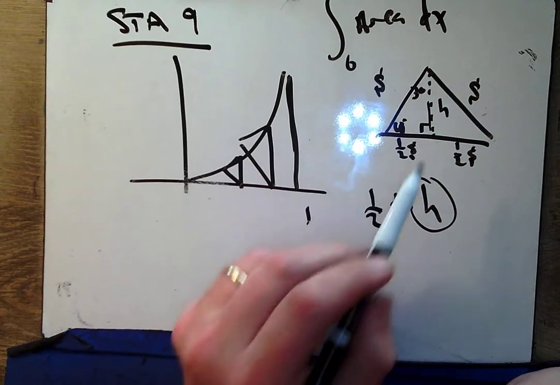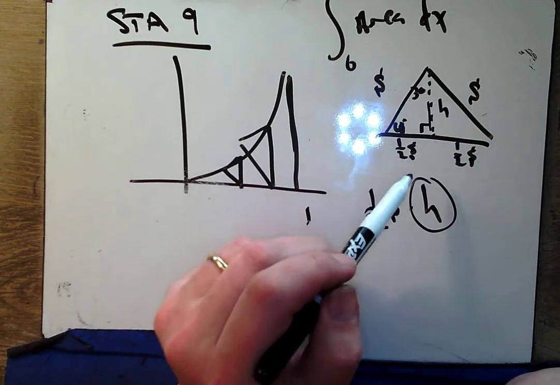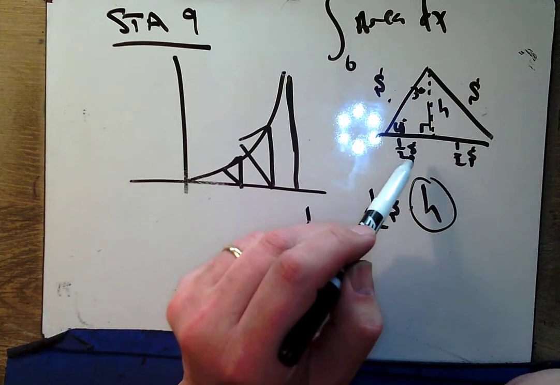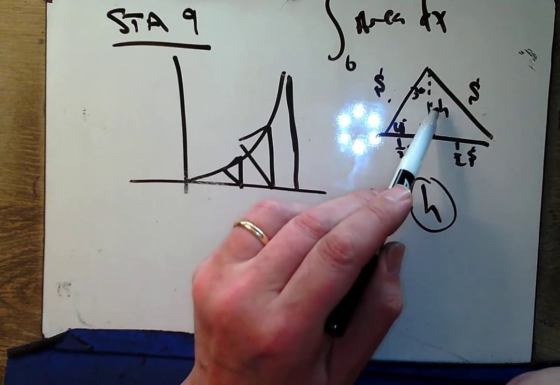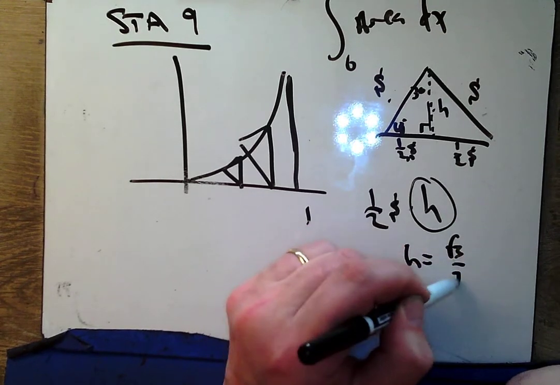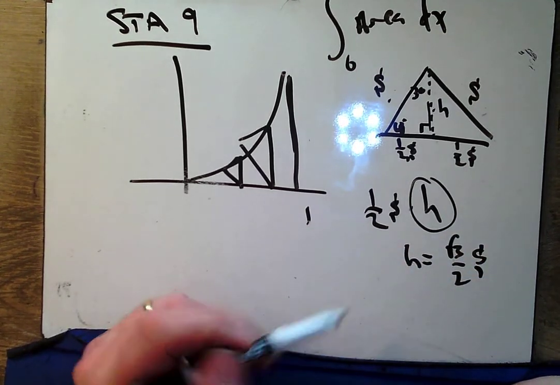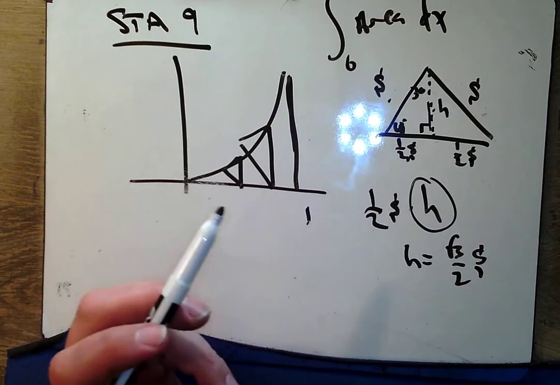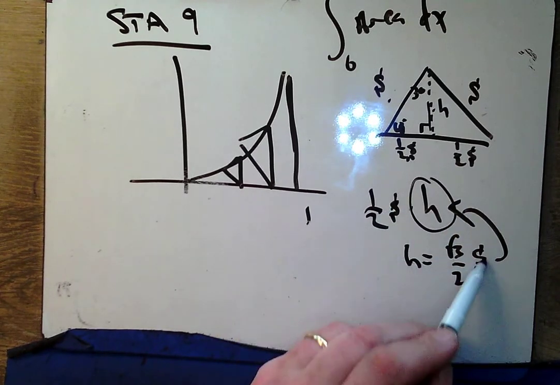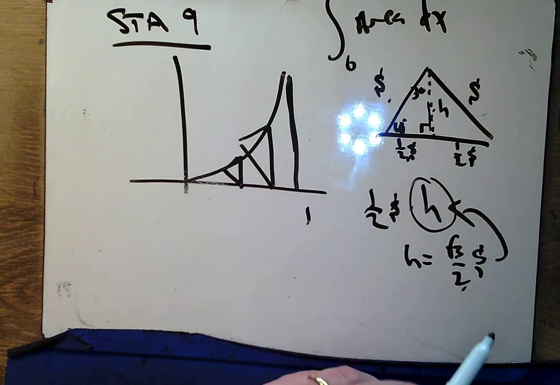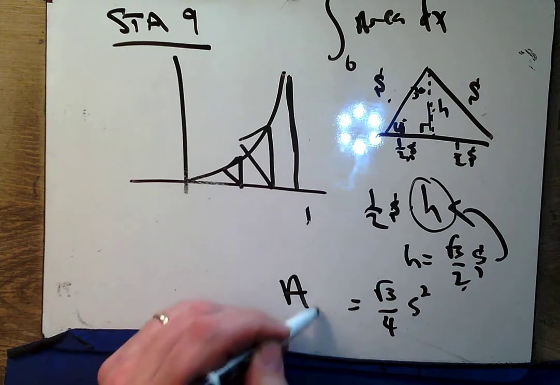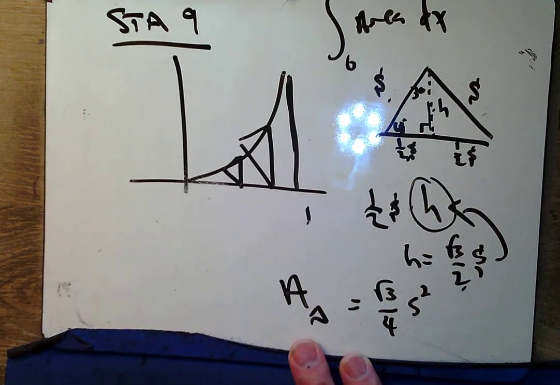I am going to say that I remember in a 30-60-90, if I take the short leg and double it, I get the hypotenuse. And if I take the short leg and multiply by √3, I get that height. So h is going to be √3 over 2 s. And you should get that value for h if you use the Pythagorean theorem as well. So when I plug this in, I'm going to have s times s for s squared, and 1/2 times √3 over 2 to get √3 over 4 s squared. That's the area of our equilateral triangle.